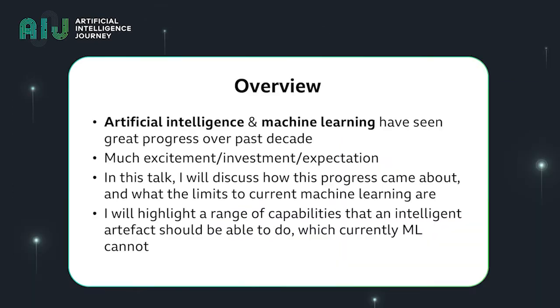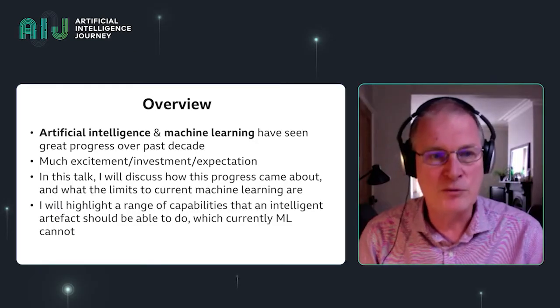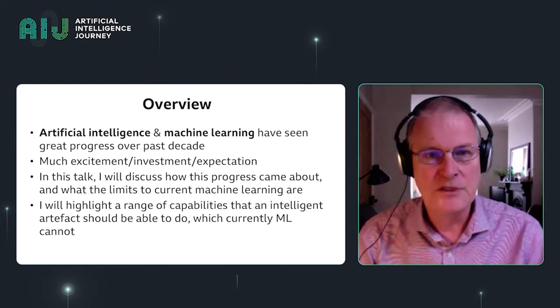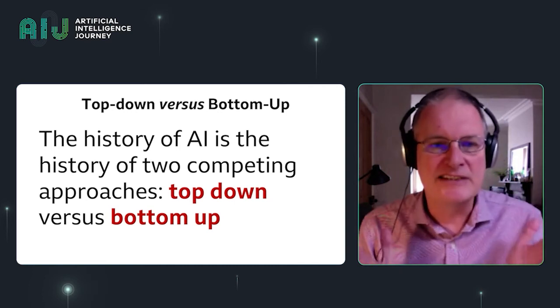So in summary then, we've seen a lot of progress in artificial intelligence over the last decade. There's a huge amount of investment, a huge amount of expectation in the community. I'm going to tell you where this progress came from, why this progress worked, and what it will and will not do.